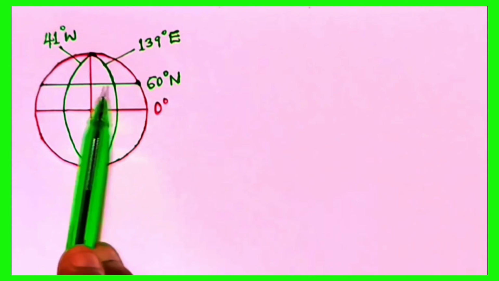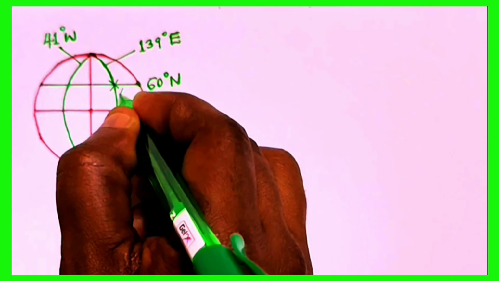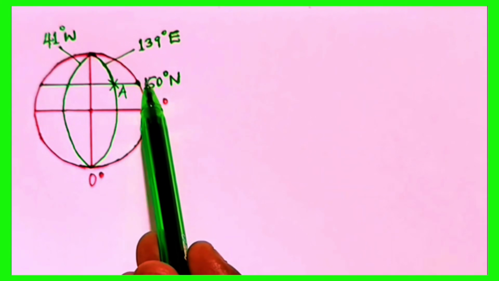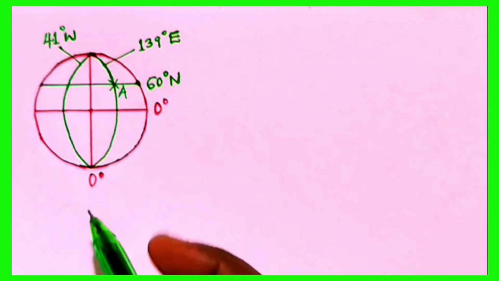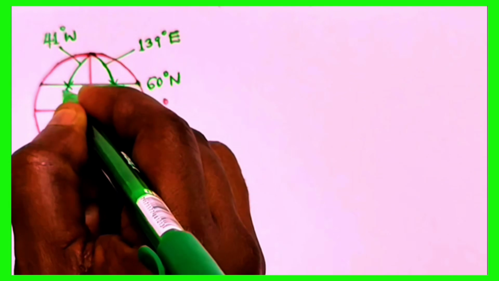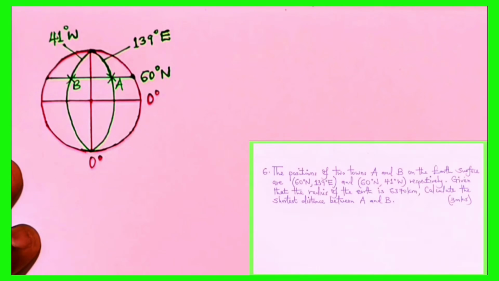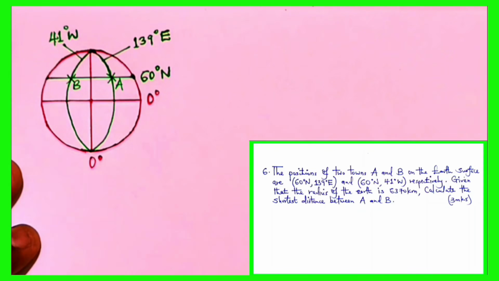So we will start by locating the point A. We've been told that the point A is on a latitude 60 degrees north and then 139 degrees east. So this is where we find point A. And then point B is on a latitude 60 degrees north and then 41 degrees west. So this is where we find the point B. We are being told here to calculate the shortest distance between A and B.